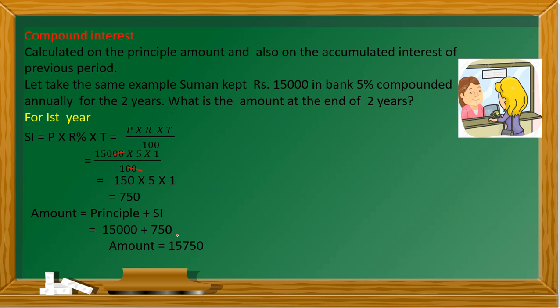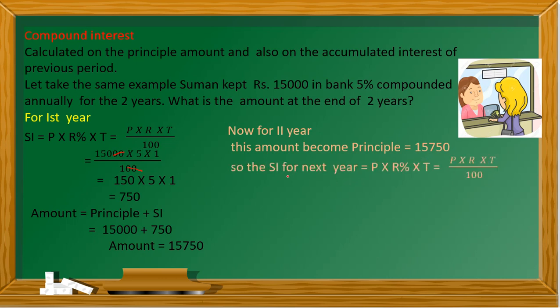So we have got the answer for the first year amount at the end of first year. Now for the second year, the amount we received at the end of the first year becomes the principal for the second year. So here principal is 15,750, rate is the same 5%, and time period is again 1 year.